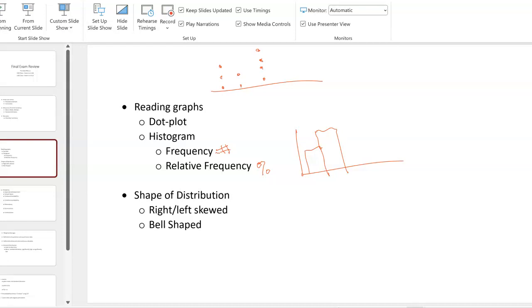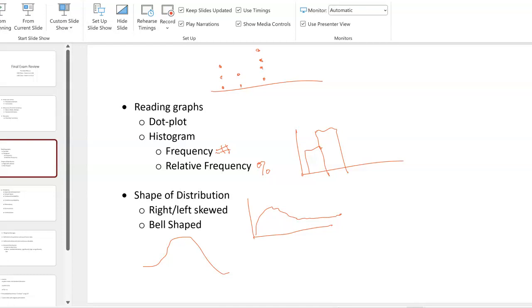Distribution: right skewed, left skewed, or bell-shaped. You should be very familiar with the bell shape at this point because we've been using it constantly for the last couple of weeks. Right skewed, remember, that's where you're looking for where is the tail. So right skewed would look like that. And again, sorry for the shaky handwriting.